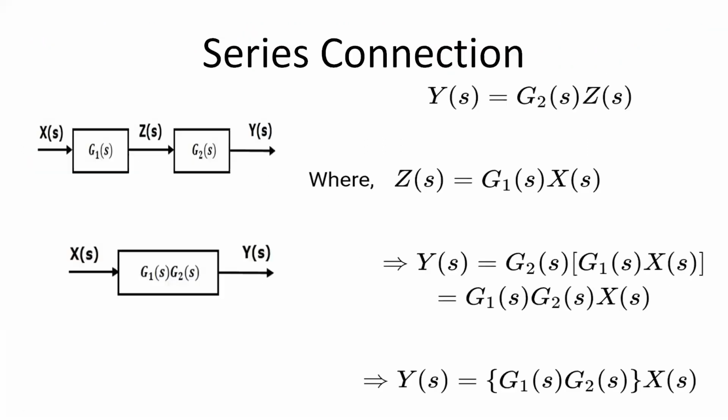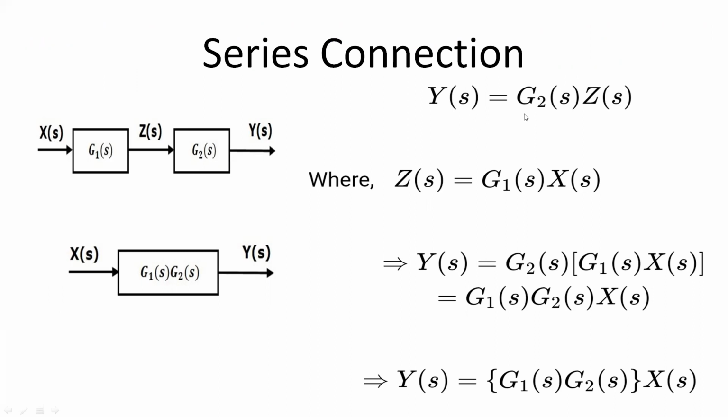Hope that is clear. Then we will see the block diagram algebra, which is nothing but the algebra involved in the basic elements of the block diagram, which represents the pictorial representation. So the basic connections of the blocks are series connection and parallel connection. Here we see the series connection where G1(s) is connected in series to G2(s). So Y(s) is given by G2(s) into Z(s), where Z(s) is nothing but G1(s) times X(s).